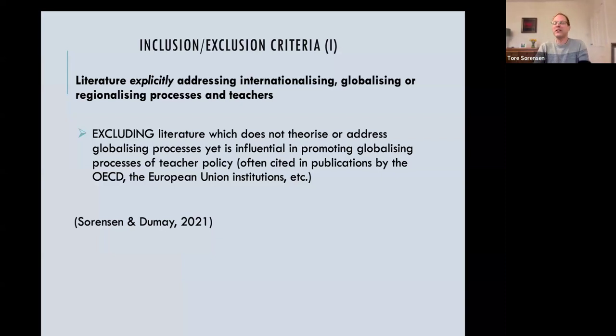So this means that we were excluding a lot of literature that we know, for example, the literature in econometrics, the economics of education, that have been very influential in policy processes globally. But they do not theorize or really consider the topics that we are interested in our scoping review, so we excluded them. They should not be part of our review. That was a basic inclusion-exclusion criteria for us.